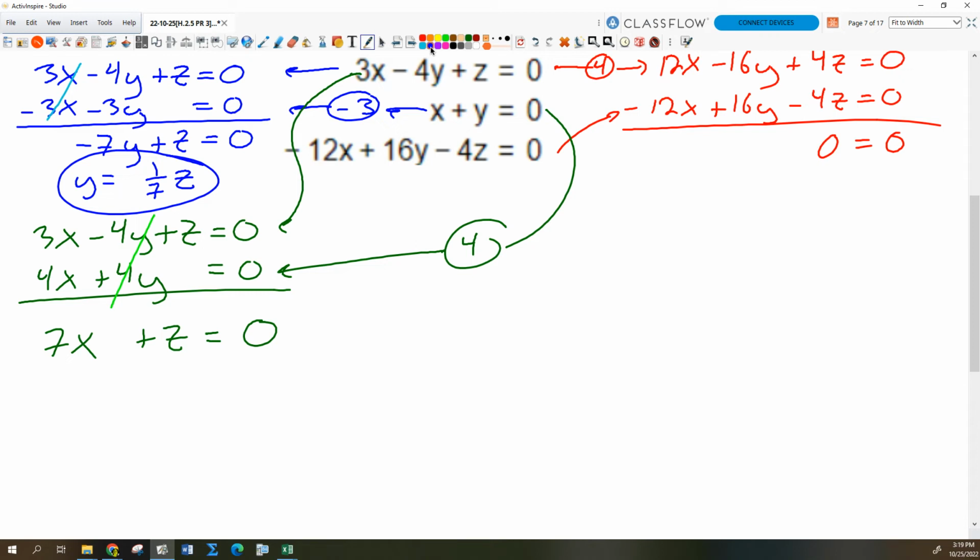What does this one tell me? If I solve for x, I get x equals negative 1/7 z. So again, if I choose a value of z randomly, I know what the corresponding x and y values would be. So I can predict what any ordered triple is going to be based on the value of z, right? How about that? So I could actually write my ordered triple in this form.